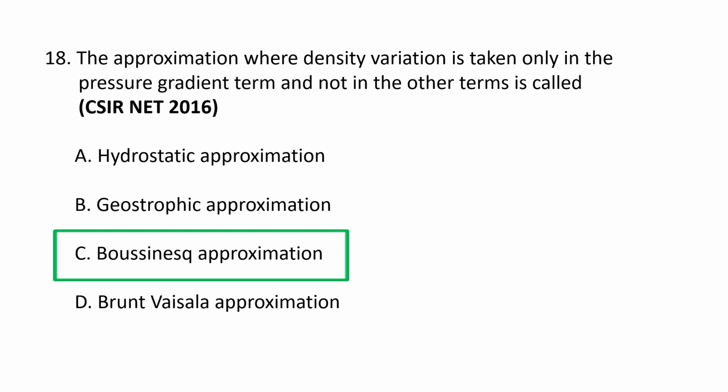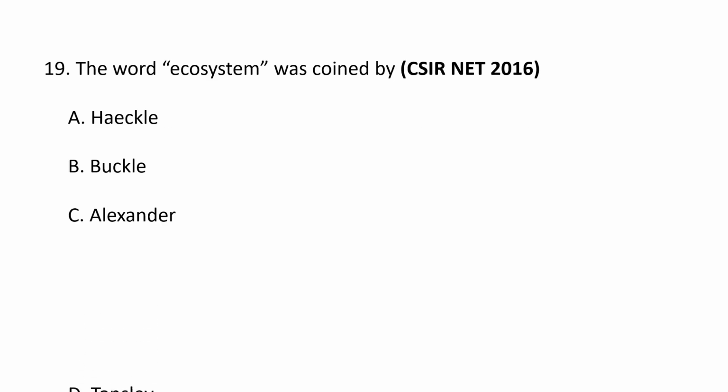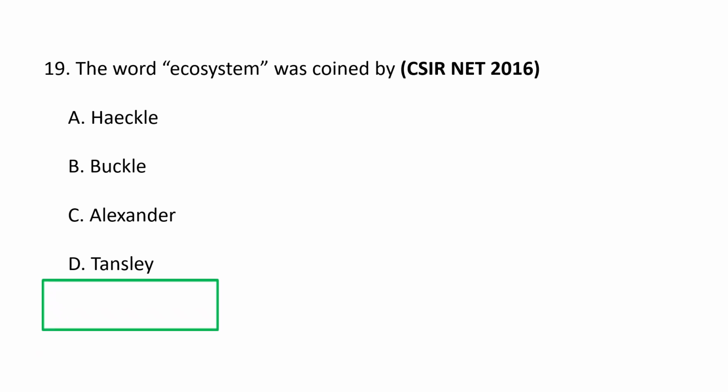Next question. The term ecosystem was coined by, the options are A. Haeckel, B. Buckle, C. Alexander, and D. Tansley. The correct option goes as D.